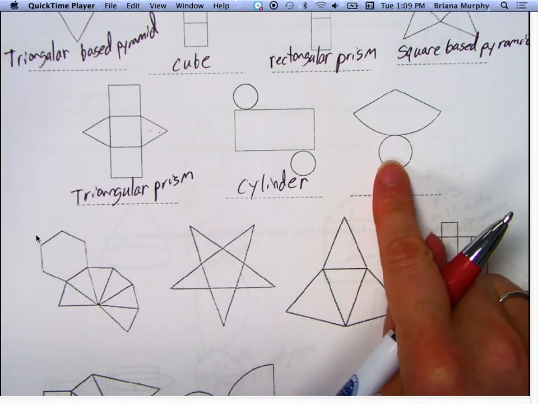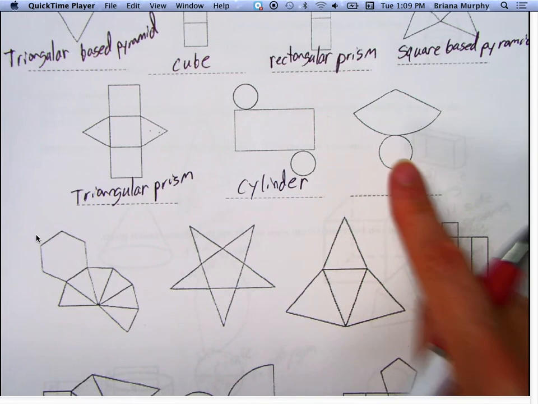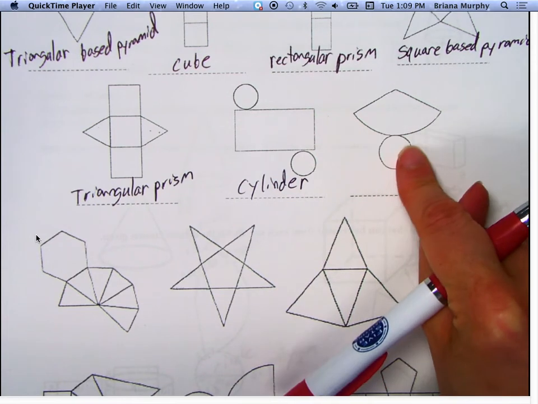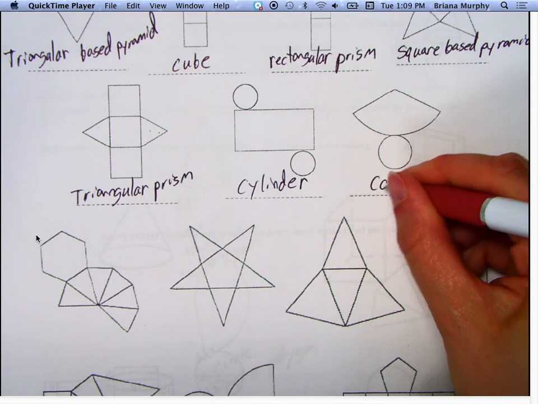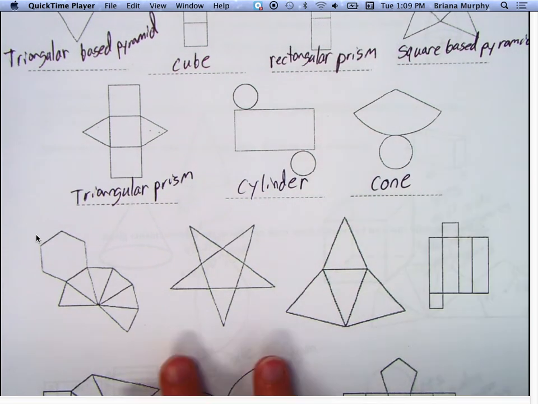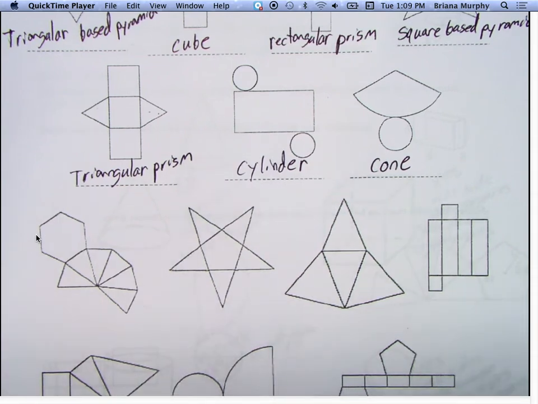What shape is this? So think of it as this is going to wrap around here. These two sides are going to touch. Oh, yeah, this one is a cone. Cones always have a base of a circle, so it's just a cone.